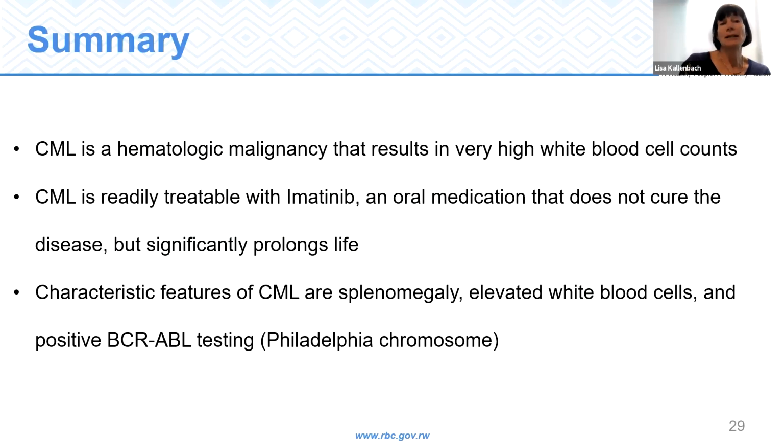So in summary, CML is a hematologic malignancy that results in very high white blood cell counts. It is readily treatable with imatinib, which is an oral medication that does not cure the disease, but significantly prolongs life, and in a few cases may cure. The characteristic features are splenomegaly, elevated white blood cell count, and positive BCR-ABL testing, which tests for the presence of the Philadelphia chromosome.